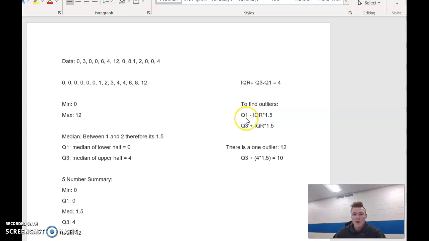So in the lower half, there was none. When you take Q1 minus the IQR times 1.5, there was no outliers since the min was 0, so it was very difficult to go below that. Q3 though, when you take the Q3, which is 4, plus the IQR times 1.5, the answer would be 10, which leaves that there is one outlier, which would be 12.